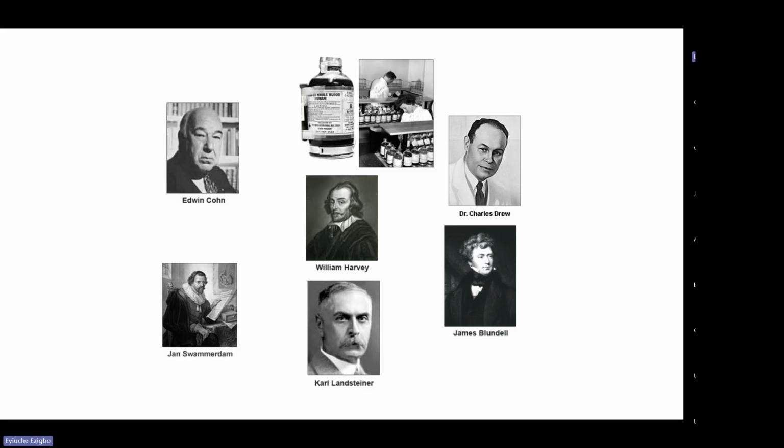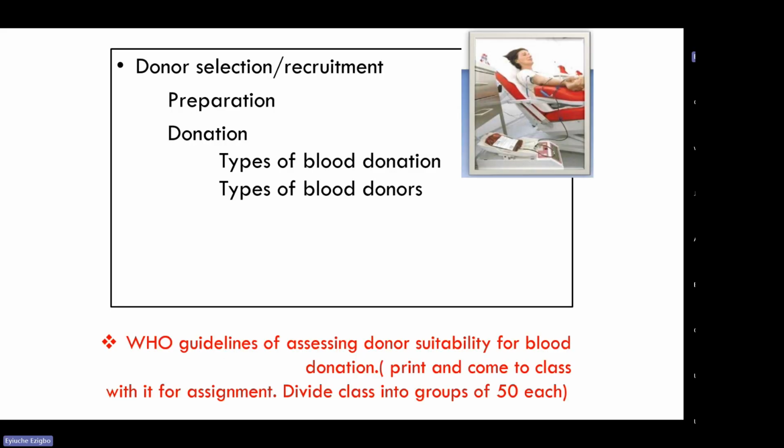These are some of the key scientists, or the initial scientists, that really worked hard on the blood system. You can find some of their faces here. Okay. So donor selection or recruitment, preparation, and then the donation. Then we also have types of blood donation and types of blood donors. WHO guideline for assessing donor suitability. The class rep should meet me so that we know how we apportion this for your assignments.